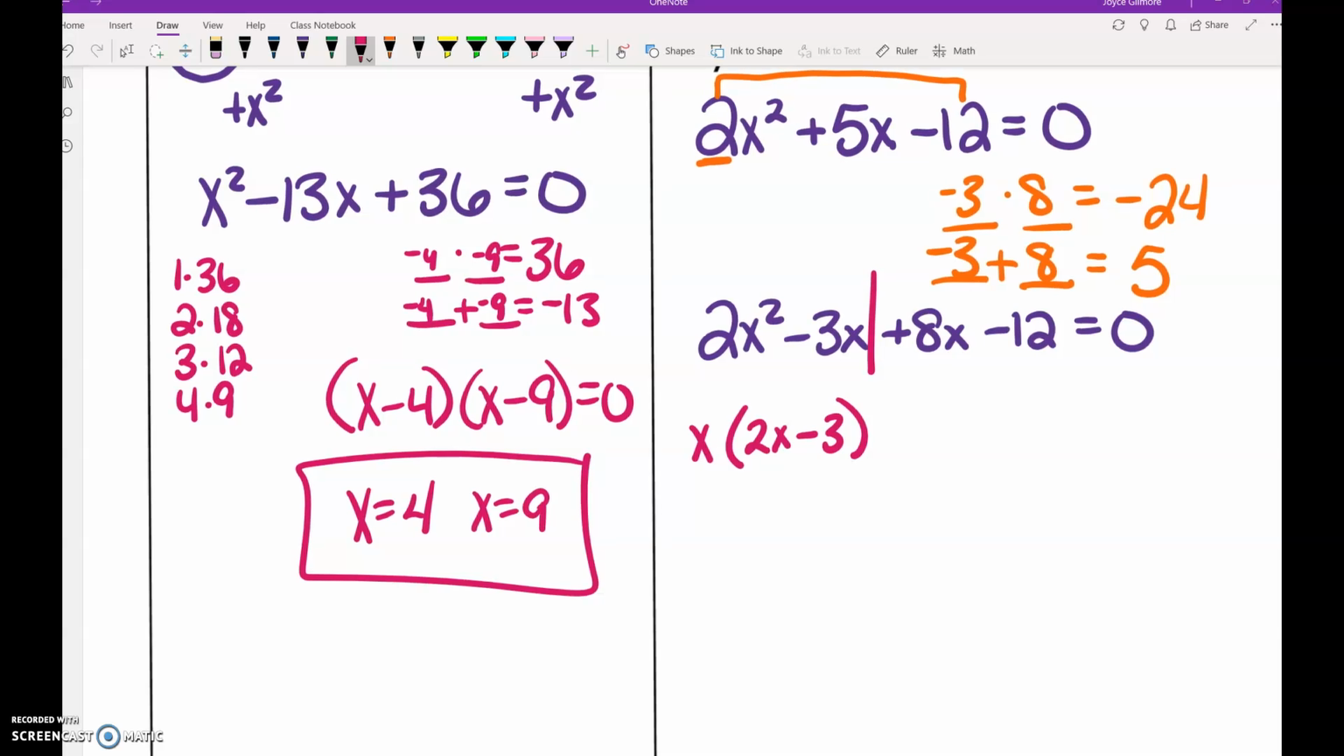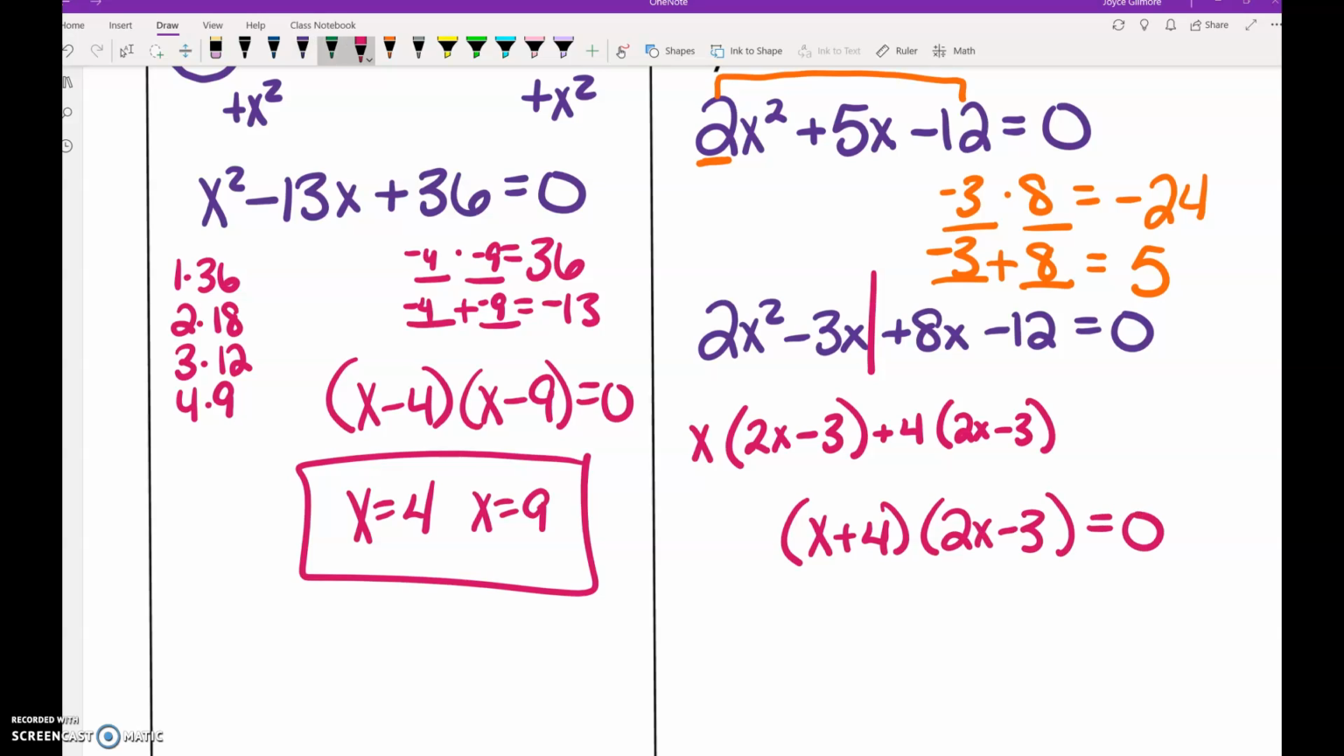8x and negative 12 have 4 in common. 8x divided by 4 is 2x. Negative 12 divided by 4 is negative 3. So the factored form is (x + 4)(2x - 3) = 0.